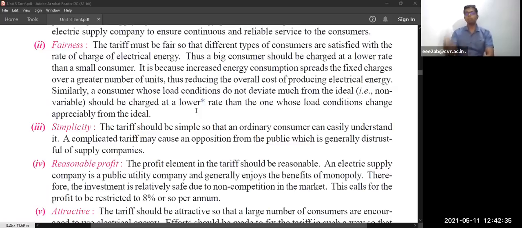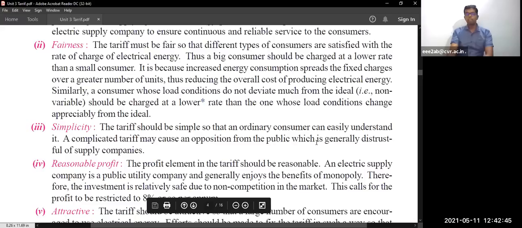If you teach them this tariff, then they should be able to tell. It should be very simple. A complicated tariff may cause opposition from the public, which is generally distressful for the supply companies.